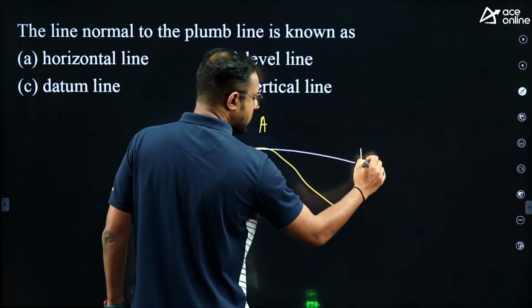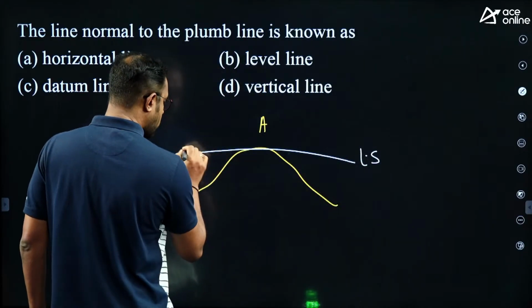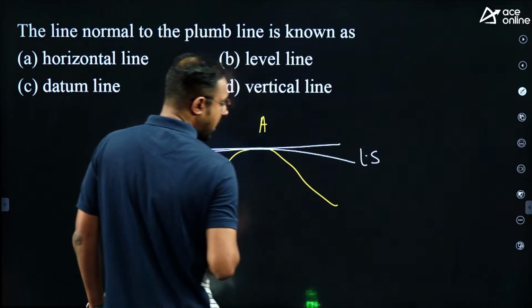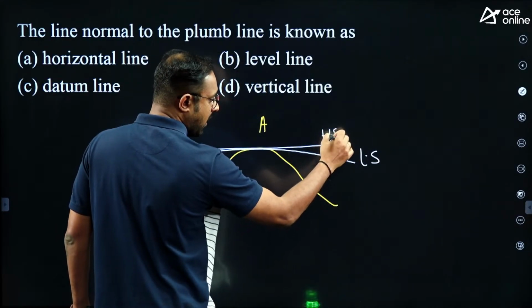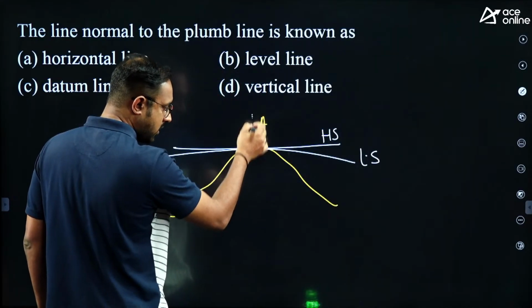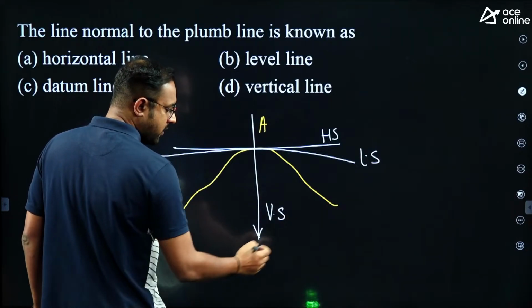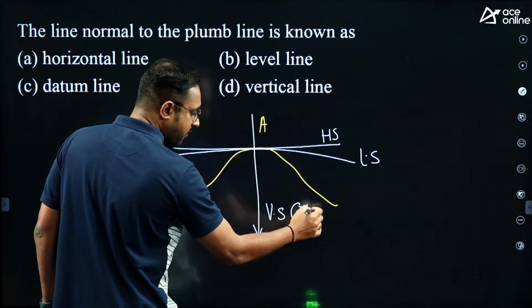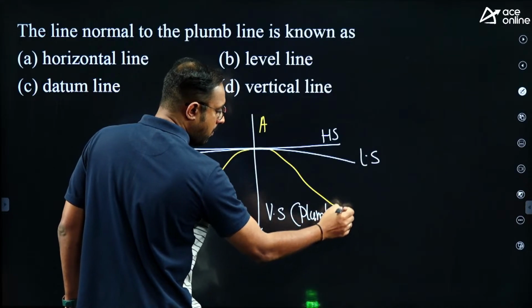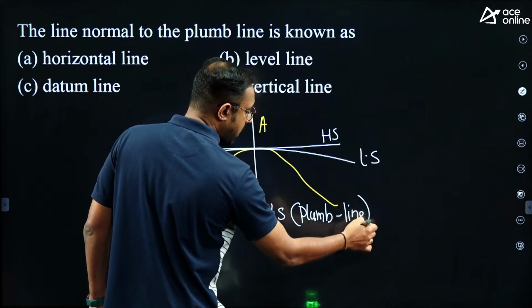What is this? This is the level surface. What is a horizontal surface? Horizontal surface is tangential to this particular level surface. What is vertical surface? It is normal to this particular horizontal surface. And the example of this vertical surface or vertical line is nothing but our plumb line, that means the line shown by the plumb.